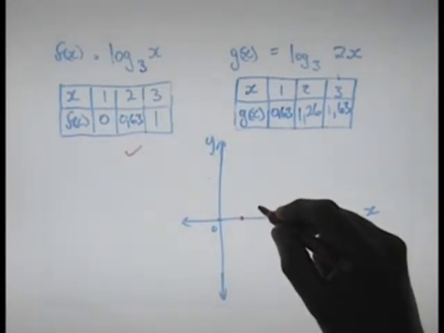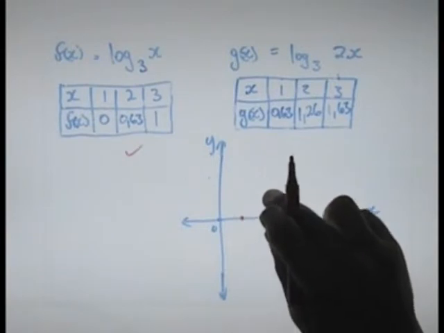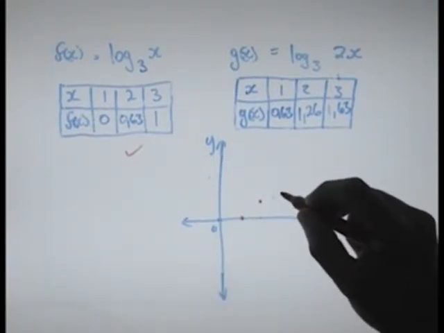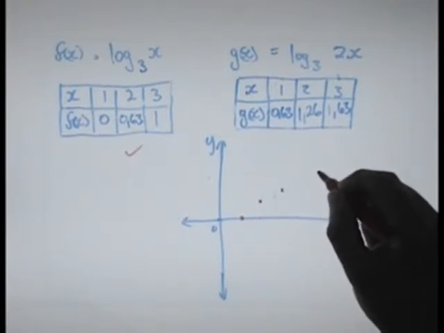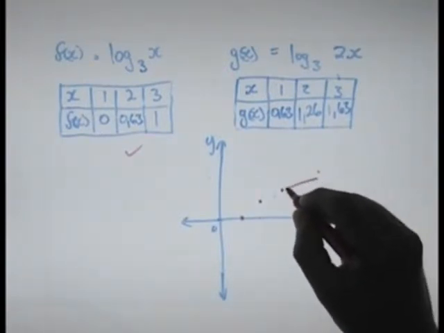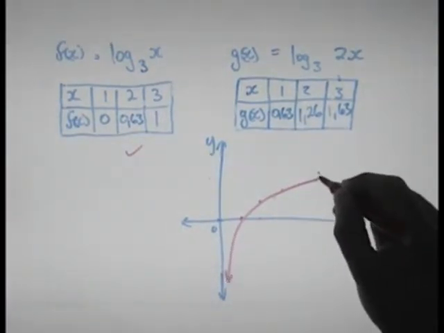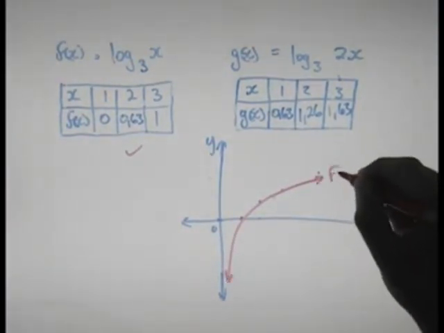When x is equal to 2, it's going to be positive 0.63, which is going to be somewhere over there, and well, a bit higher actually. And when x is equal to 3, it's going to be 1. So basically my log graph is going to look like this, the inverse of my exponent graph.